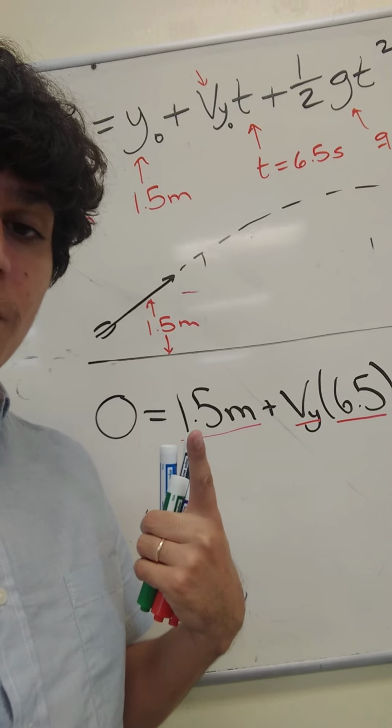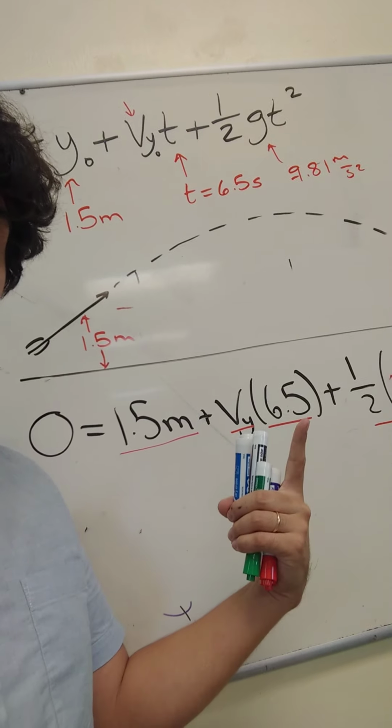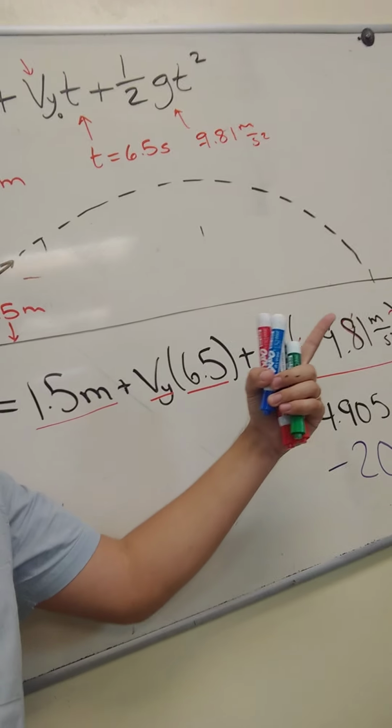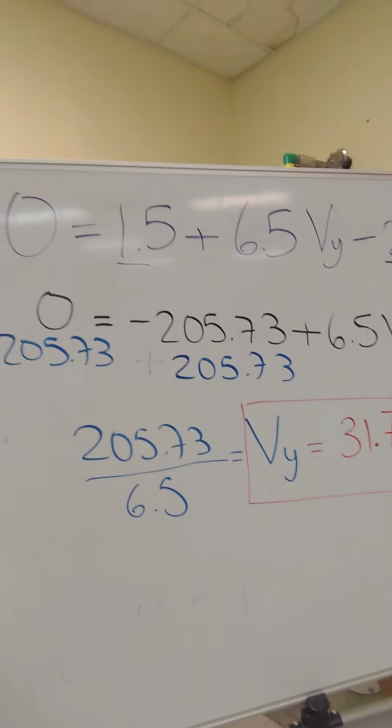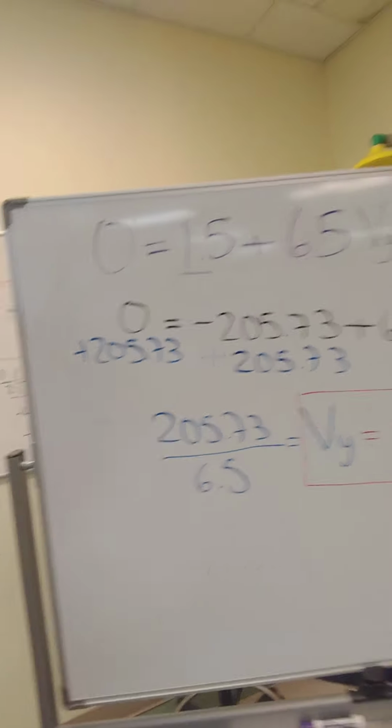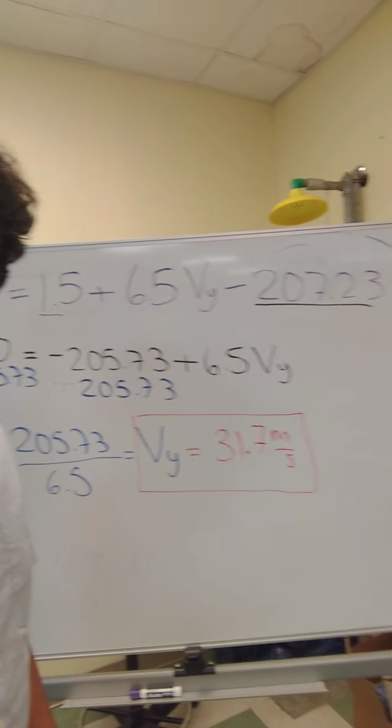We knew how high the arrow was originally. We knew how much time it took to get there. We already know gravity, and we know the time. So let me just save you some time on your math. If you did all your math correctly, then you end up with an equation that looks like this.